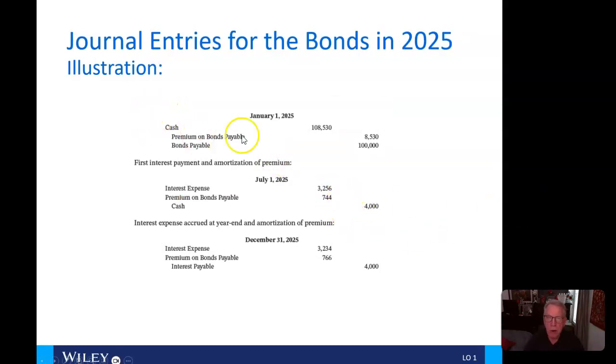And our journal entries are very similar. We show the cash we received here, $108,530 is a debit. We credit premium on bonds payable for $8,530, and again, bonds payable $100,000. From the bond amortization schedule we did in Excel, we can pick off these numbers. Our cash is always going to be $4,000. That's what we paid. However, in December, once again, we didn't pay it in cash. We had interest payable because we're not going to pay it until January 1, 2026.